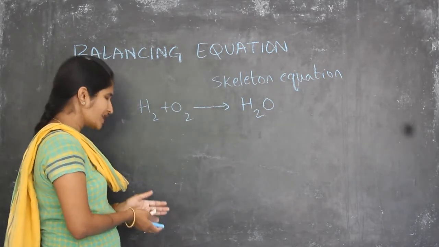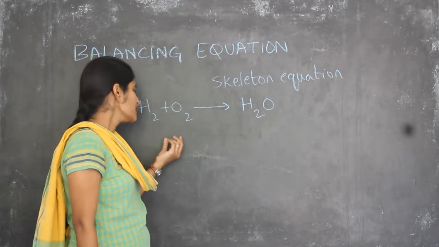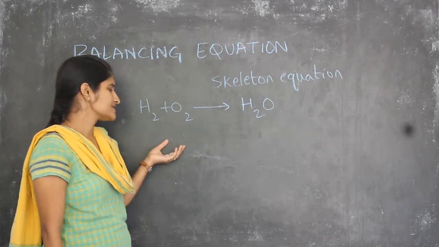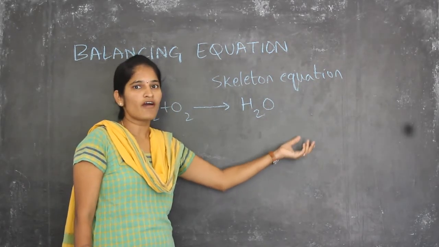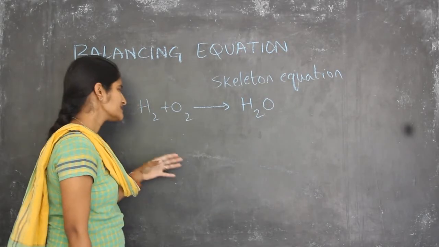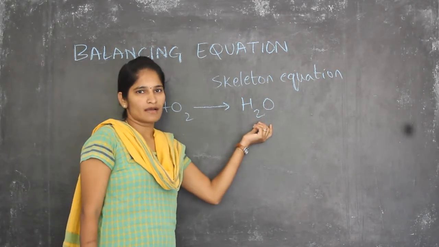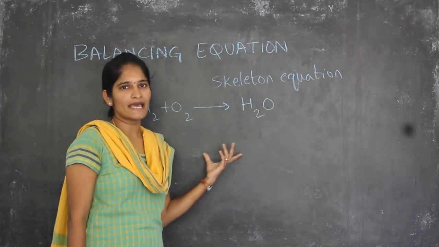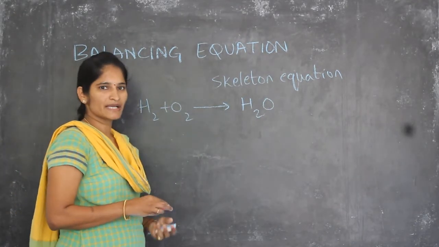So what is called a balanced equation? If the number of atoms, that is the total mass on the reactant side, is equal to the total mass of products, then it is called a balanced equation. In simpler form, the number of atoms on the reactant side should be the same as the number of atoms on the product side. Now we will see how to balance a chemical equation.